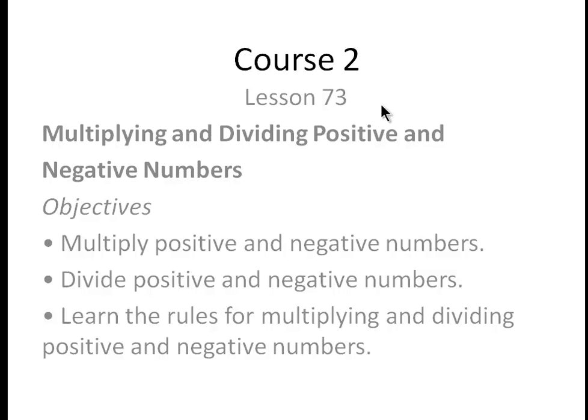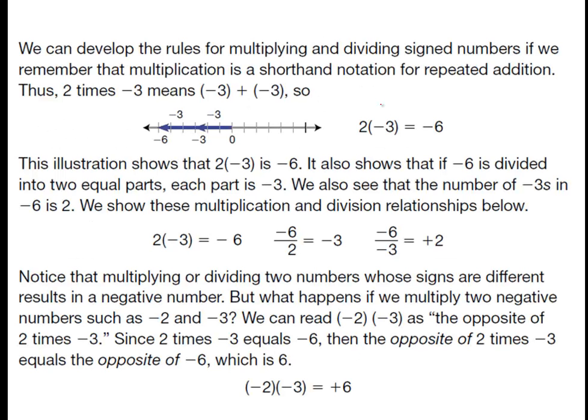Welcome to Lesson 73 of Saxon's Course 2. In this lesson we're going to multiply and divide positive and negative numbers, and we're going to learn the rules for multiplying and dividing positive and negative numbers. Alright, we have no new vocabulary, so let's get started.